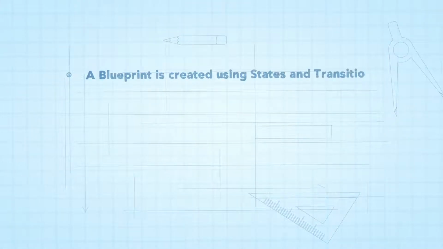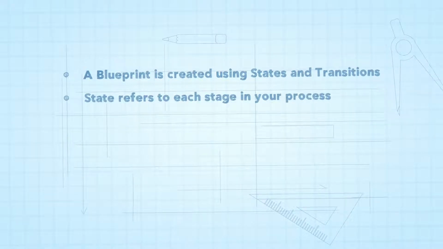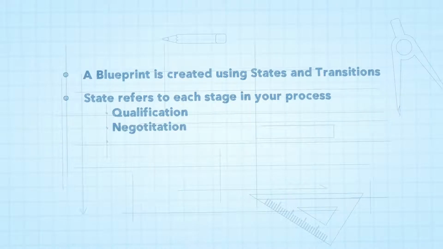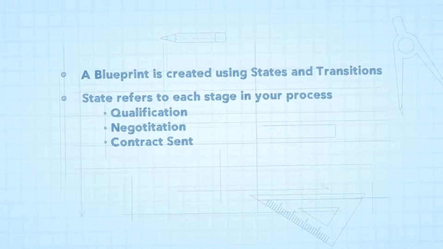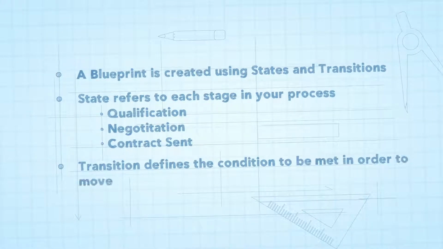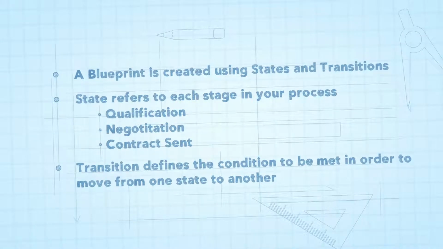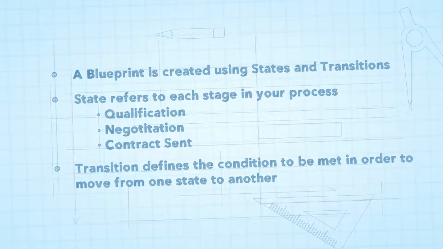Here are a few points to remember before you begin creating a blueprint. A blueprint is created using states and transitions. State refers to each stage in your process. In this example, qualification, negotiation, contract sent are the different states in the blueprint. Transition defines the conditions to be met in order to move from one state to another. It forms a link between two states.